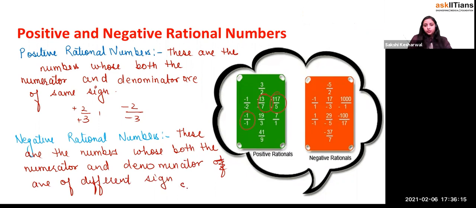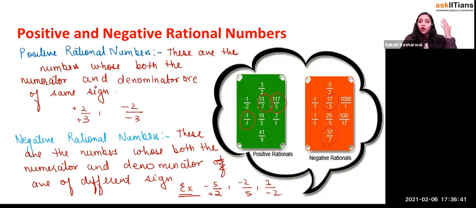For example, if you see minus 5 by 2, the numerator and denominator have different signs because this is negative and this is positive. If I write minus 2 by 5, again this is a different sign. Or can I write 7 upon minus 2? Yes, this is again a negative rational number. Negative rational numbers mean either the numerator or denominator has the opposite sign, one negative, the other positive. But for positive rational numbers, both the numerator and the denominator should have a negative sign or a positive sign. So I think this much is clear to everyone.